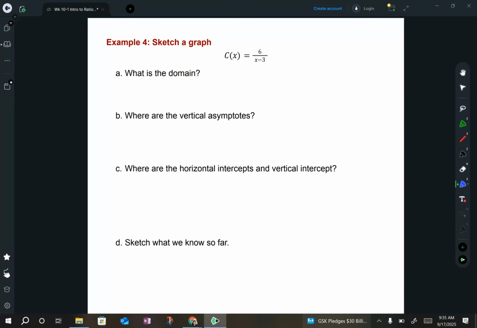All right, how did it go? Well, let's look at the domain. We want to make x minus 3 equal to 0, so x equals 3. So the domain is all real numbers except 3. There's my domain. So my vertical asymptote, there's only one, x equal to 3.